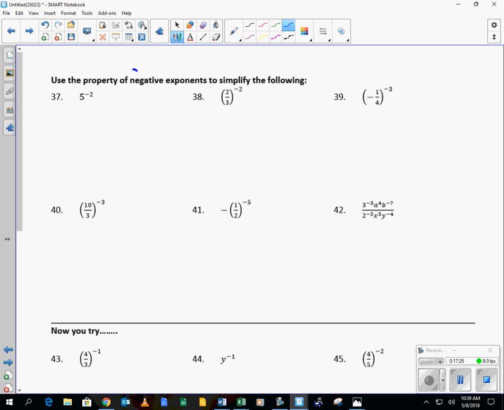So here we go, last set. Use the property of negative exponents to simplify the following. This is a little bit different. We have 5 to the negative 2, which you do understand is 1 over 5 squared.